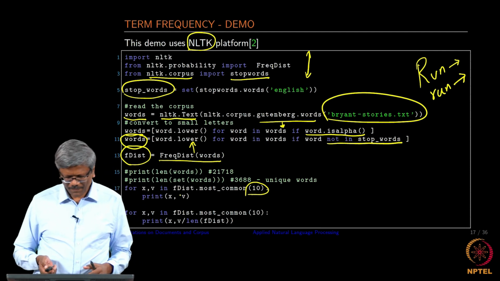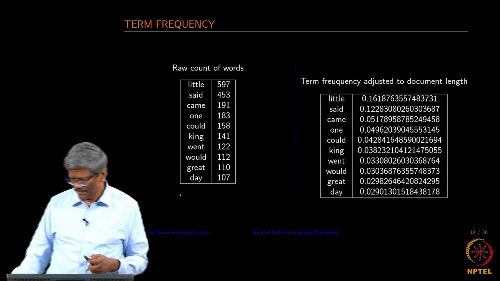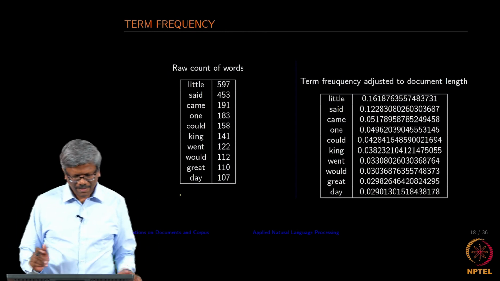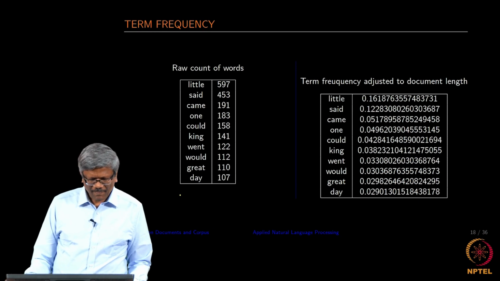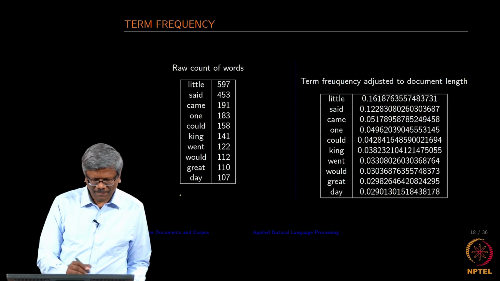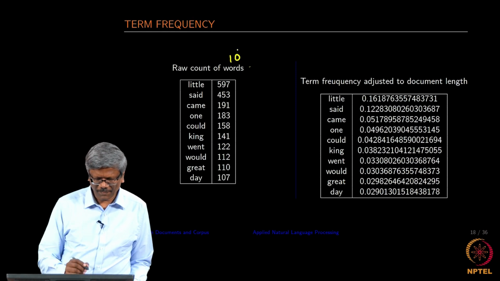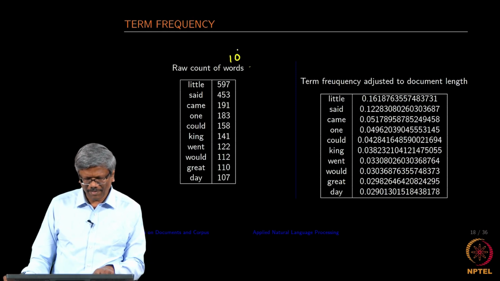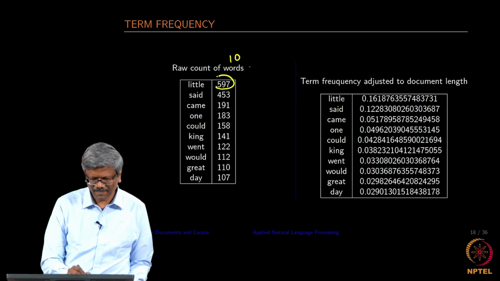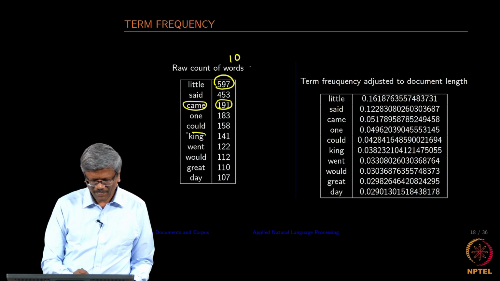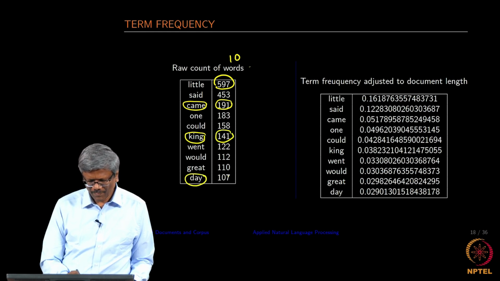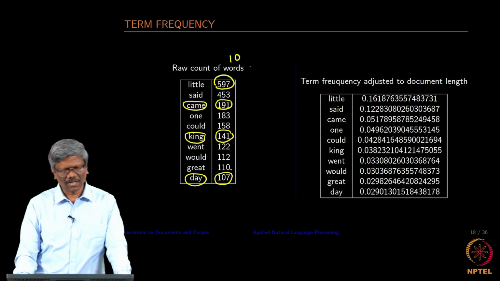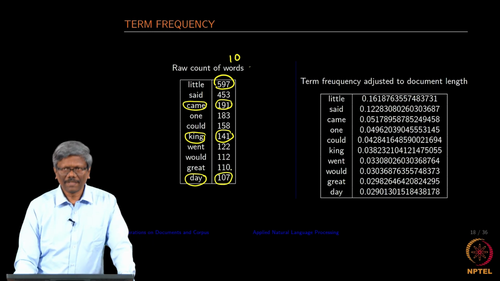Let us see what actually is the result. When I ran through the corpus, this is what I got for the raw count of 10 words. The word little appeared 597 times. The word came appeared 191 times. The king appeared 141 times. The day appeared 107 times. So, it is a raw count of words in the given corpus.